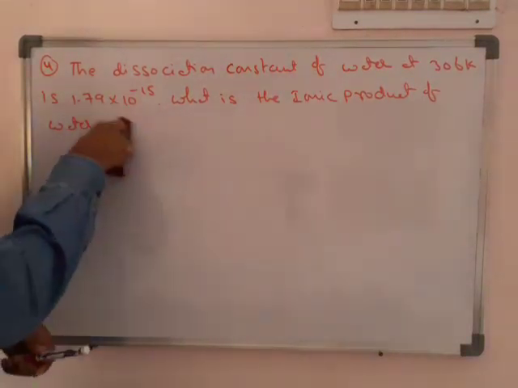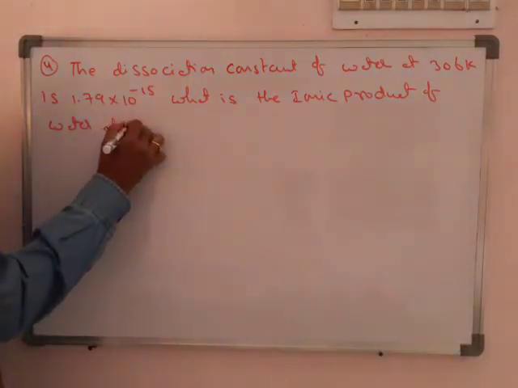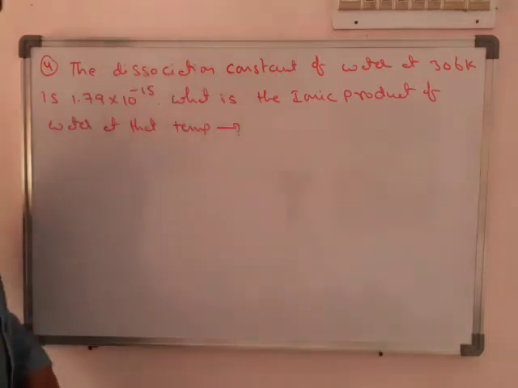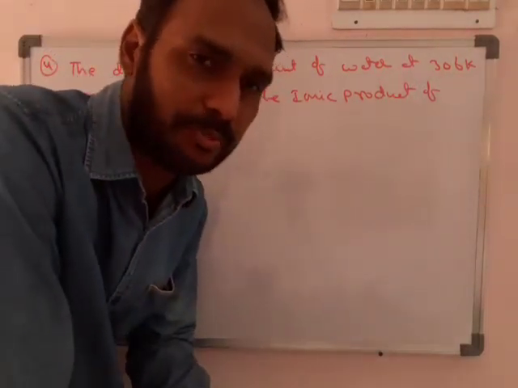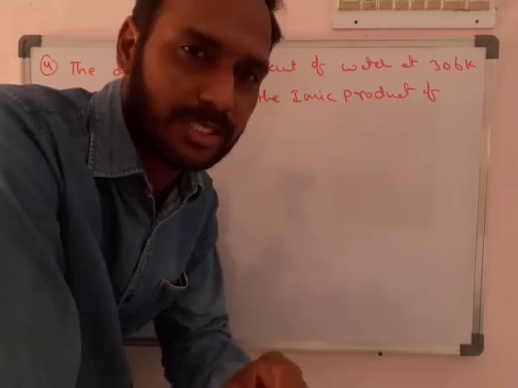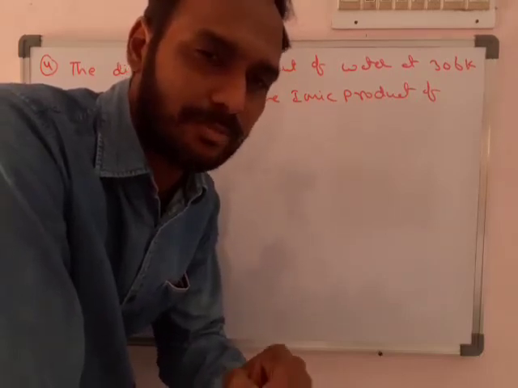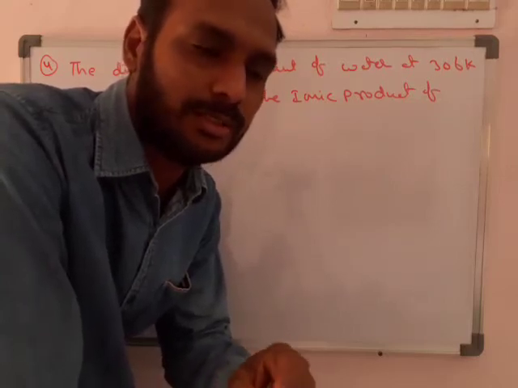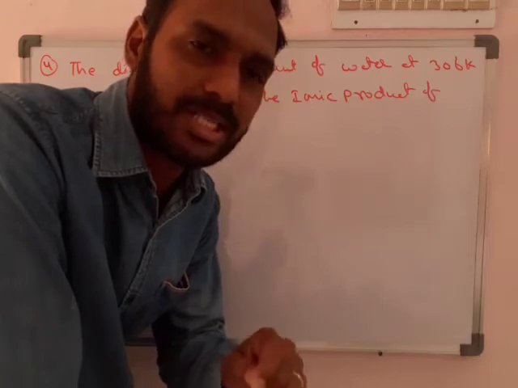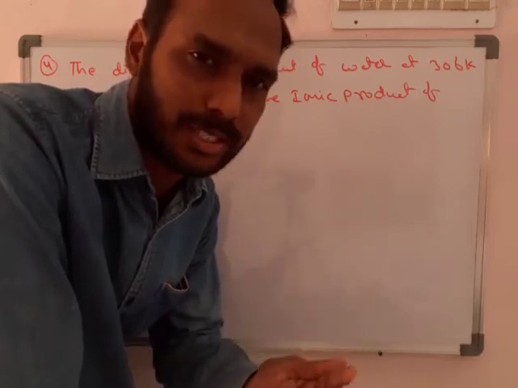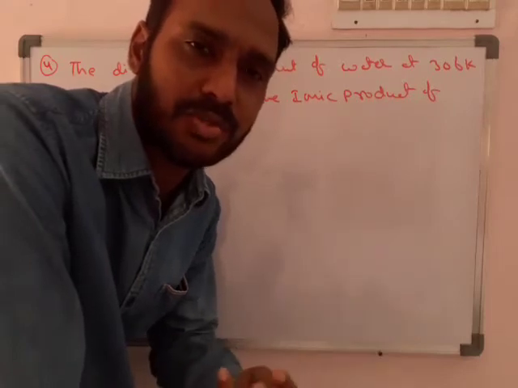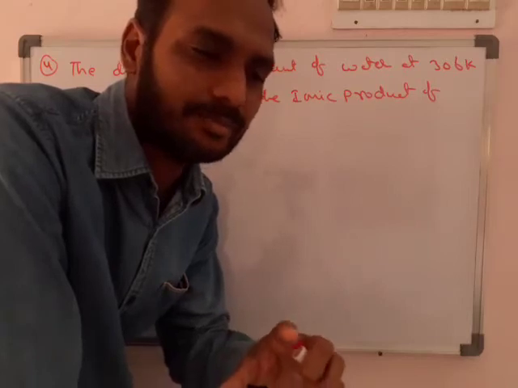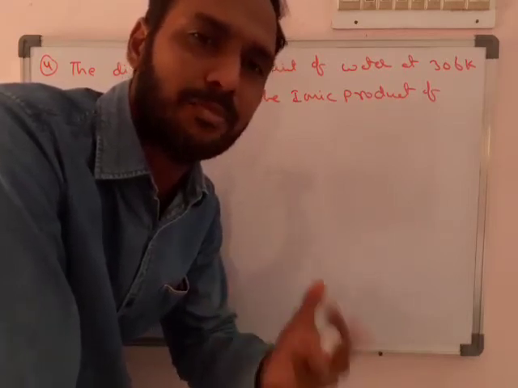That's an important word, the exact temperature. So here the temperature is a very important point. Actually we don't use the temperature in the calculation, but why is it mentioned separately? We know the ionic product of water is directly proportional to temperature. As temperature increases, ionic product also increases because the degree of ionization of water increases. That's why we can say Kw value increases.